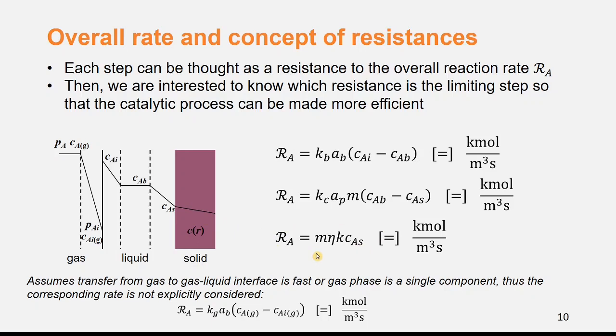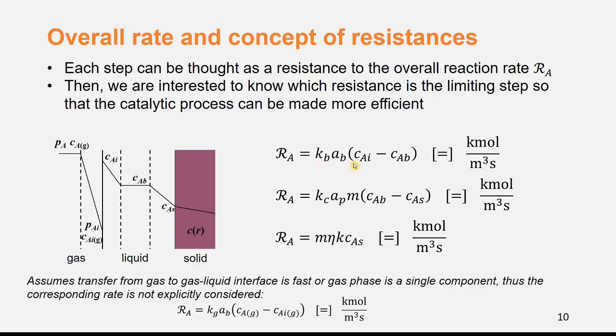We can think of these effects as resistances because, as you can see from the diagram, they cause the concentration to drop. So we have to overcome these resistances to have a higher overall reaction rate. If you can remember, the general definition of rate is driving force divided by resistance. But the resistance is the inverse of the mass transfer coefficients.